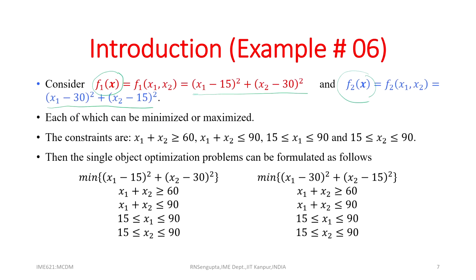What are the constraints? I will mark them, and I will highlight them using a very simple diagram. It will be much more intuitive and easy for me to explain. So, the constraints are x1 plus x2 is greater than 60, x1 plus x2 is less than 90, x1 is between 15 and 90, and x2 is between 15 and 90.